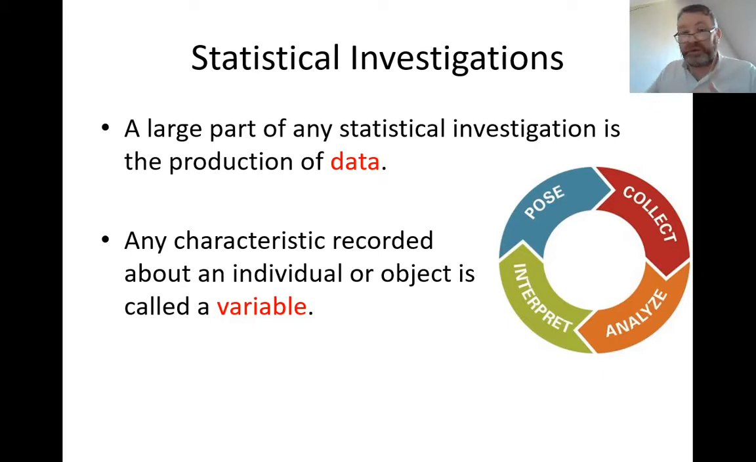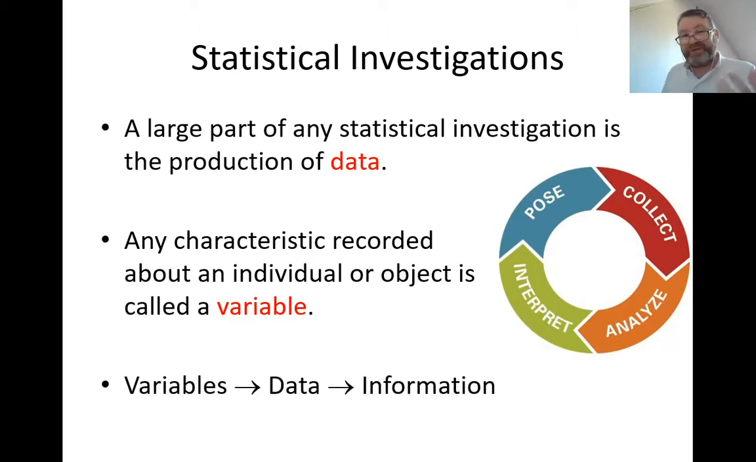So as you go from house to house, what's your favourite colour? Red. Next house, what's your favourite colour? Blue. The data you're collecting is changing. So therefore, the colour you're collecting is what we would call a variable. That's where it gets its name from. So variables, when you put them into a list, become data.